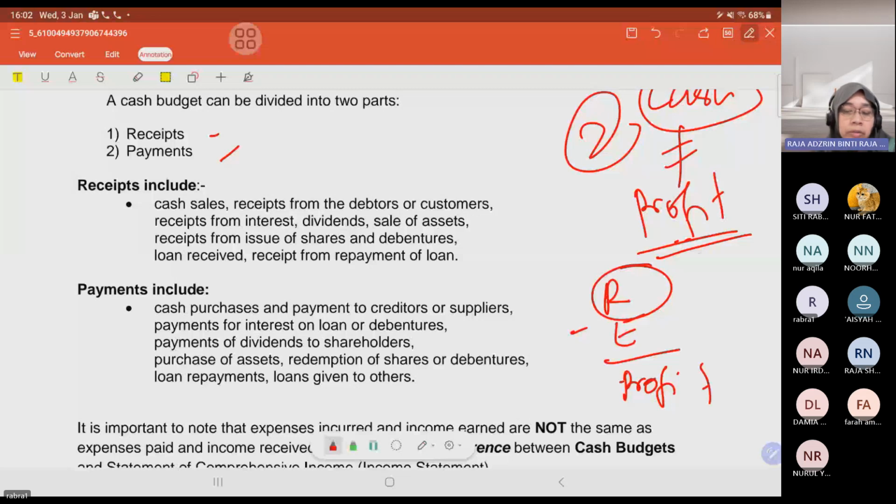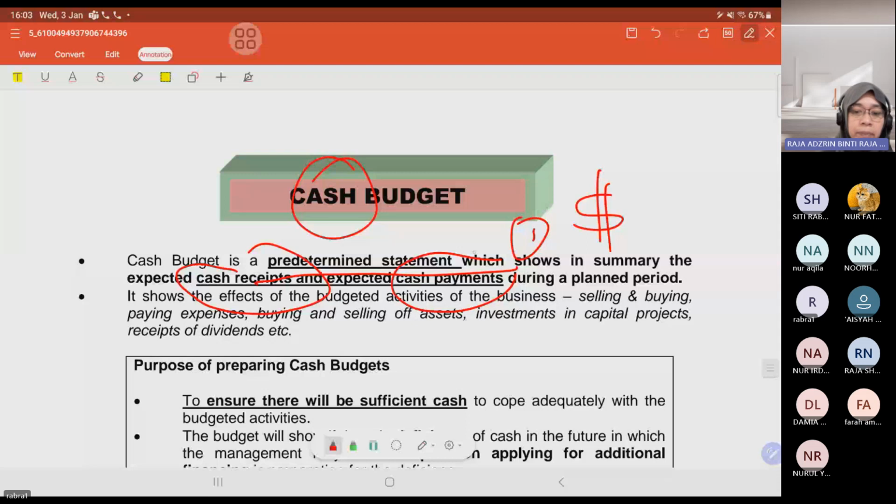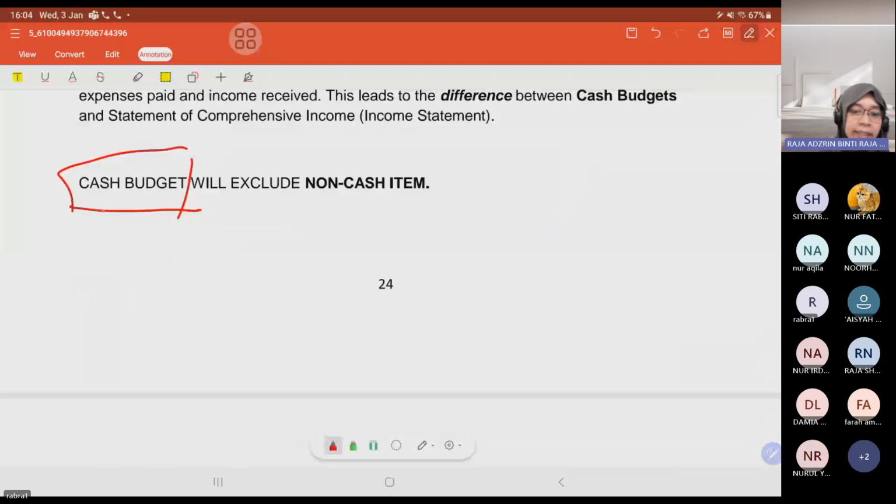All right. So basically, in short, what is a cash budget? A cash budget is a statement, a predetermined statement. What does it show? It shows the receipt and the payment. Receipt means all your inflow, whereas the payment is all your outflow. So that is the idea of a cash budget. And whenever we talk about cash, only include the cash items. Non-cash items you should exclude.